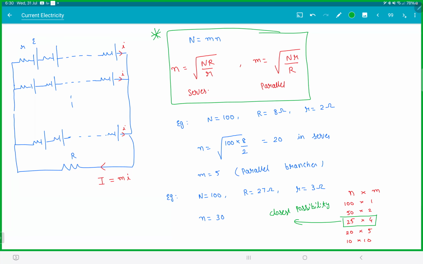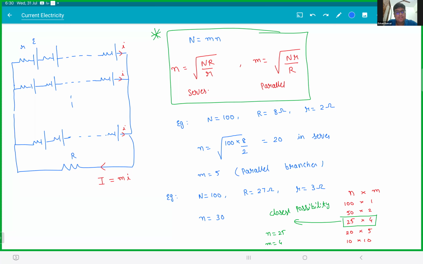So this is the closest possibility. So the answer should be n is 25 and m is 4. Because you can't have m in fractions. So in this case, if we don't make the circuit symmetrical, is there any way to prove that it'll be better than this? It will become very complex, we won't be able to do it. So generally they shouldn't touch this case, they won't touch. But if at all they ask you, we will expect this is the thing. We won't be able to prove it.